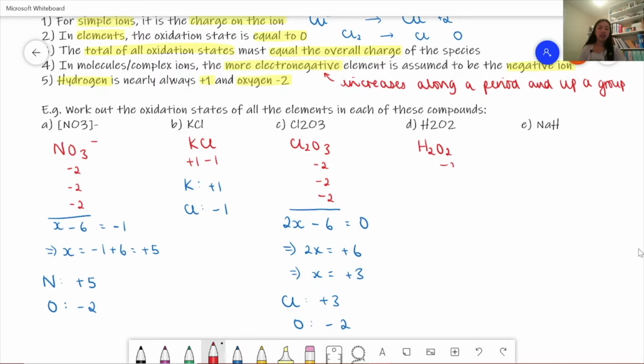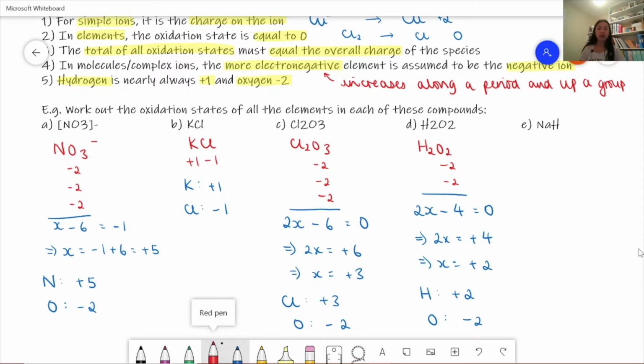So if oxygen has a -2 and it has 2 of them, then we'll have 2x minus 4 is equal to 0 because it's a neutral compound. And so rearranging this, we have 2x is equal to +4, so x is equal to +2. So as you can see, the hydrogen will have an oxidation number of +2 instead of +1, which we normally expect. And the oxygen will have the -2.